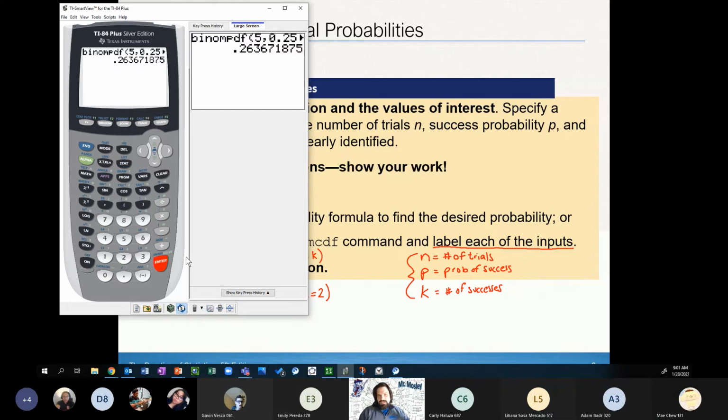So yeah, and we can do the same thing. It asks for the same three numbers if we're doing binom CDF. You just need to know that the CDF one does less than or equal to.